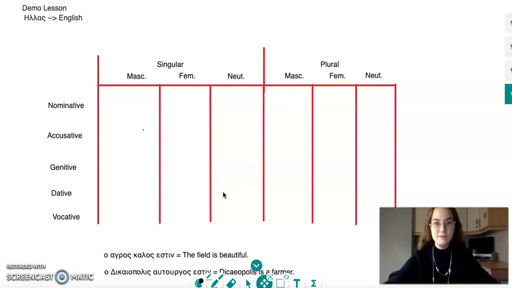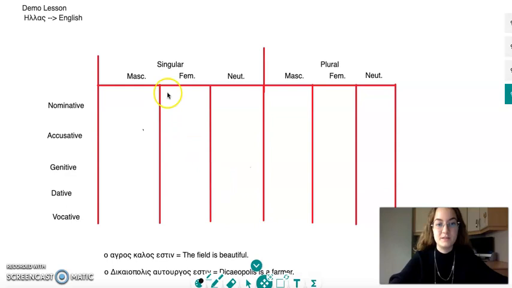So the goal for the end of today's lesson is to learn how to identify which word in a sentence is the definite article and also how to spot it. Now, the definite article is defined by its case and gender and whether it is singular or plural. So we'll begin by talking about gender.